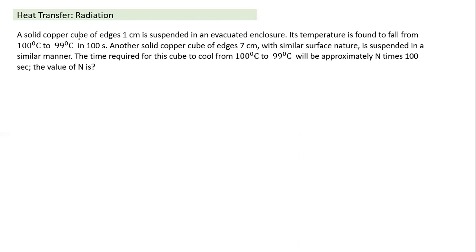Let's look at the next question. A solid copper cube of edge 1 centimeter is suspended in an evacuated enclosure. What does evacuated mean? Evacuated means the temperature of the surrounding is zero. We can get zero K only in case of vacuum, like in empty space when you go for space travel, unless you are near a planet which has an atmosphere. So this is a cube suspended in an enclosure at 0 K.